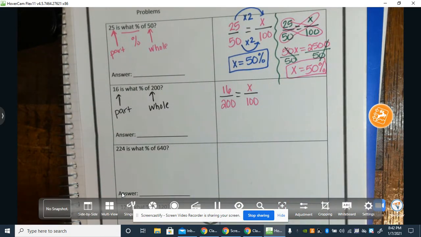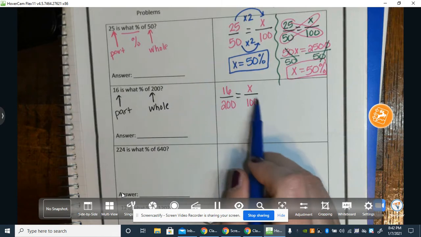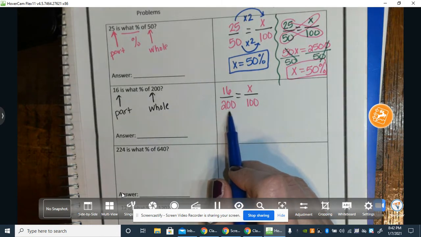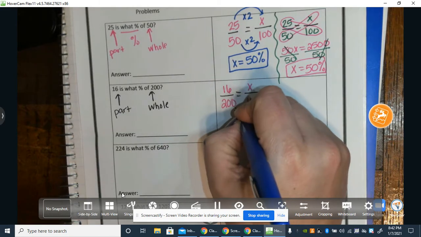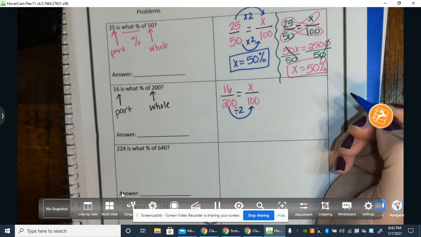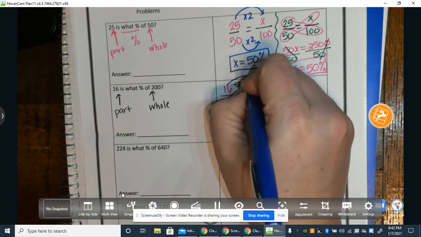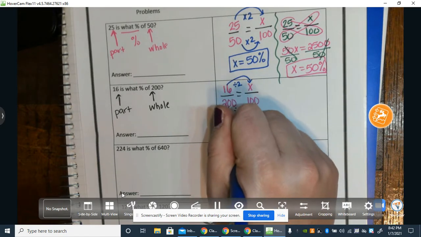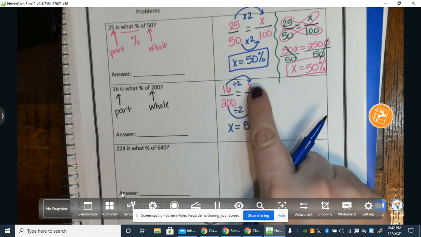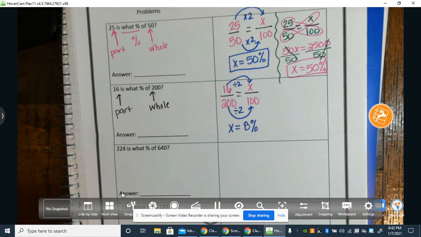Now if I look closely, well, I can take 2 and multiply it by 100 to give me 200. Or I can do the inverse operation, say 200 divided by 2 gives me 100. So then 16 divided by 2, that's a math fact, gives me 8. So X would equal 8. And we're missing our percent, so it would be 8%.